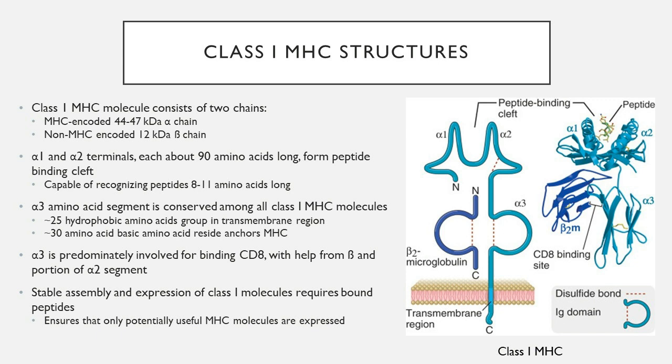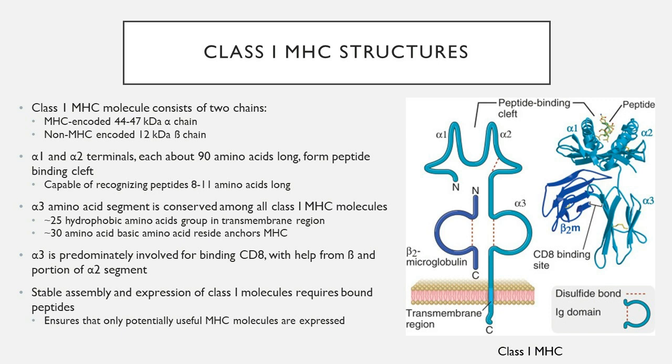And then finally, the alpha 3 segment is the portion that's involved with binding to CD8 plus cells, along with a little help from the beta chain and portions of the alpha 2 segment. The alpha 3 segment is the part that's conserved among all class 1 MHCs. So despite any variability in the alpha 1 and alpha 2 segments, the alpha 3 for all class 1 MHCs is going to be exactly the same. They finally extend down into the transmembrane region, which consists of around 25 hydrophobic amino acids. Remember, the lipid bilayer is hydrophobic. And then into the cytosolic region, where there are about 30 basic amino acid residues that help anchor the MHC.